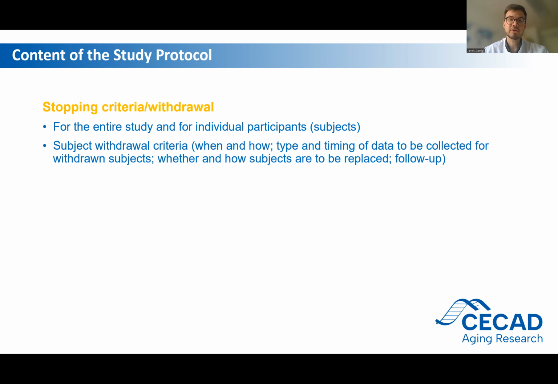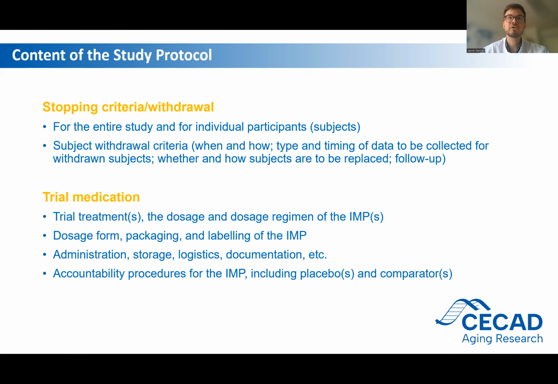For example, if a patient withdraws consent, it should be specified if data which are already available before withdrawal of consent can also be analyzed, or if this data should be deleted. It should also be included whether and how subjects are to be replaced and followed up. And other scenarios could be that the entire trial might have to be stopped due to safety reasons.